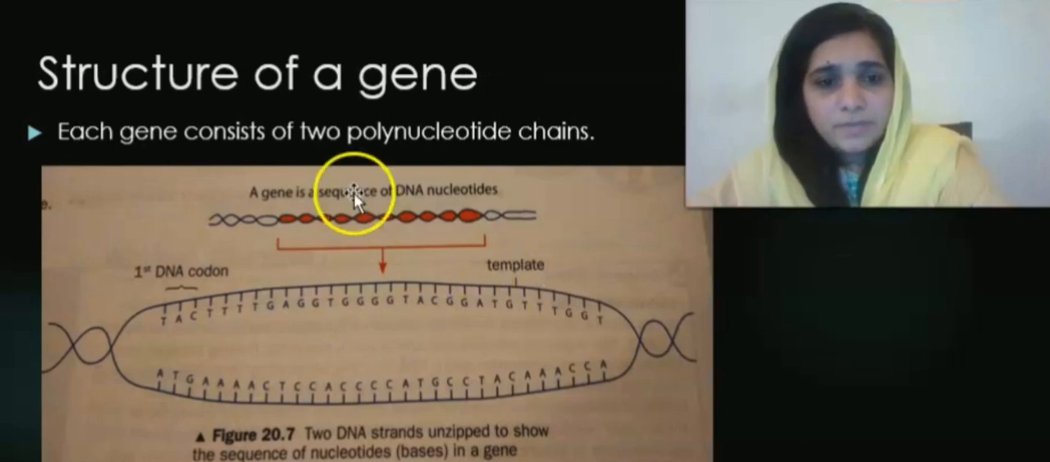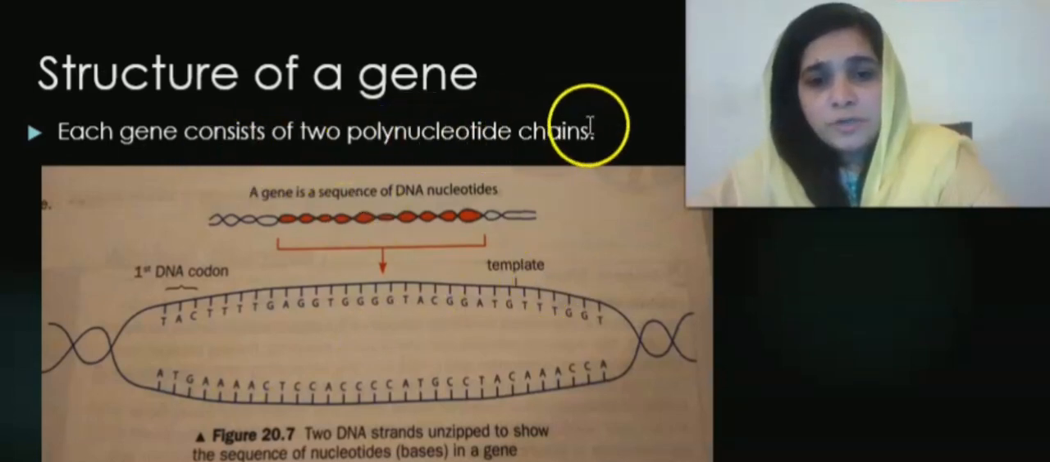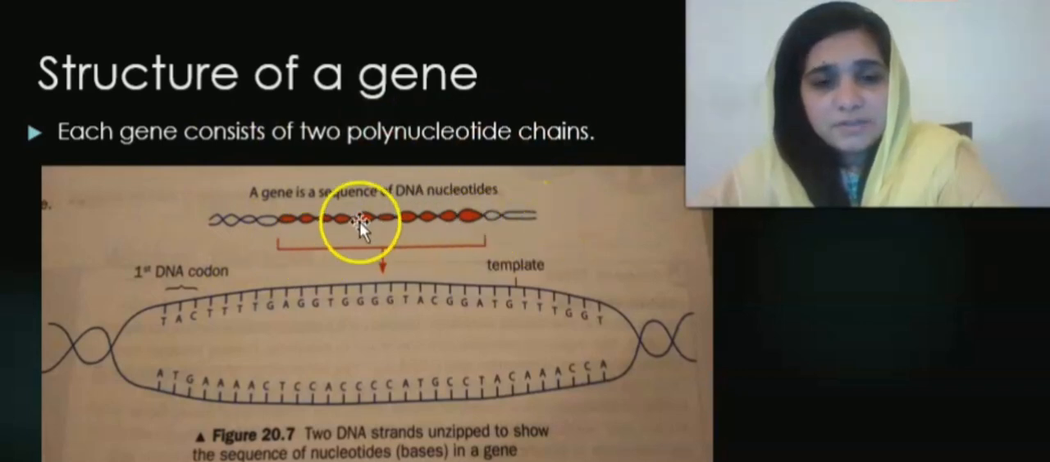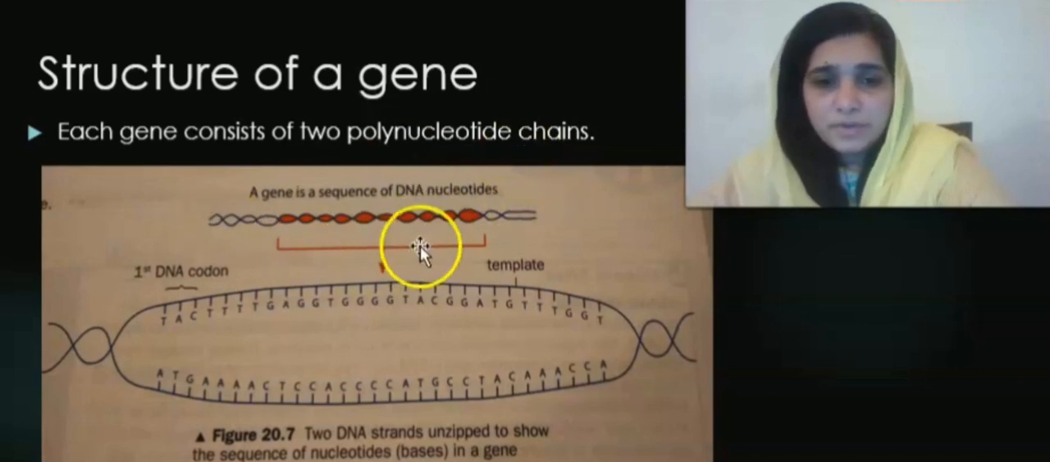Structure of a gene. Each gene consists of two polynucleotide chains. So here is a diagram that shows a DNA double helical structure. So this is the orange one. This is a gene that is located on the DNA double helix. So a gene is a sequence of DNA nucleotides.